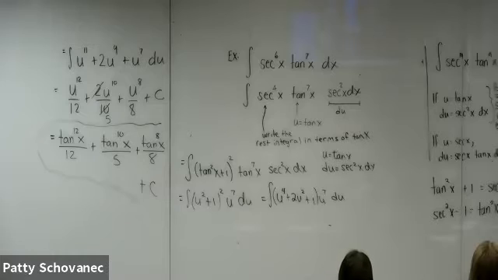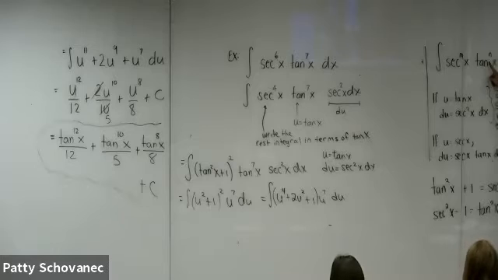This way might be shorter for this problem. The other option is to pull out a secant tangent for the du term. That means the rest of the integral has to be written in terms of secant. So in order to get the rest of the terms in terms of secant, what power has to be on the tangent? It has to be an odd power.